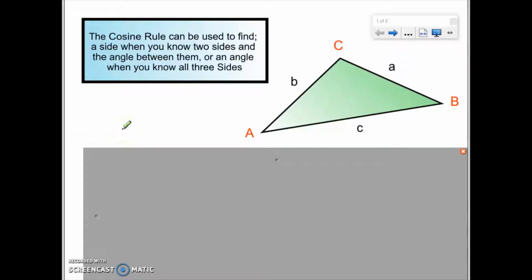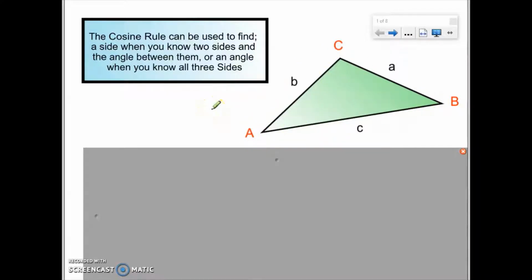In this video we are going to talk through applying the cosine rule. The cosine rule can be used on a non-right angled triangle when you want to find a side and you know two other sides and the angle in between them, or if you want to find an angle when you already know all three sides.